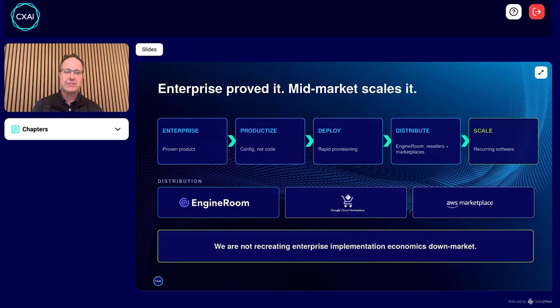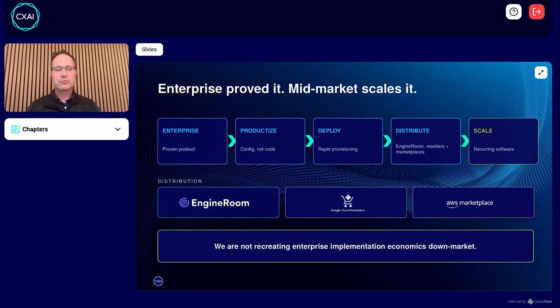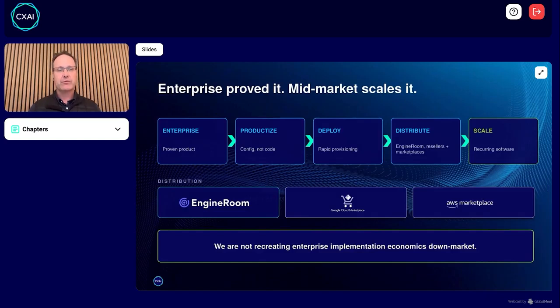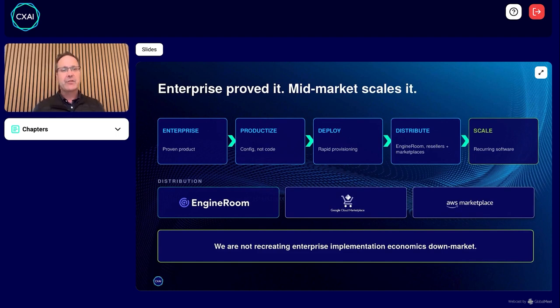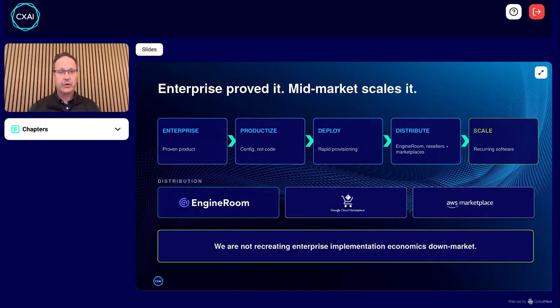And so if there's a slide here or a message that I want you to take away today, it's really this. The enterprise market for us has proven our model. It's proven our technology. We know we have product market fit. We know we can operate in very complex environments. It's now the mid-market that scales. And I want to be really clear about something. We're not leaving the enterprise market. We've got great customers, and we're going to continue.